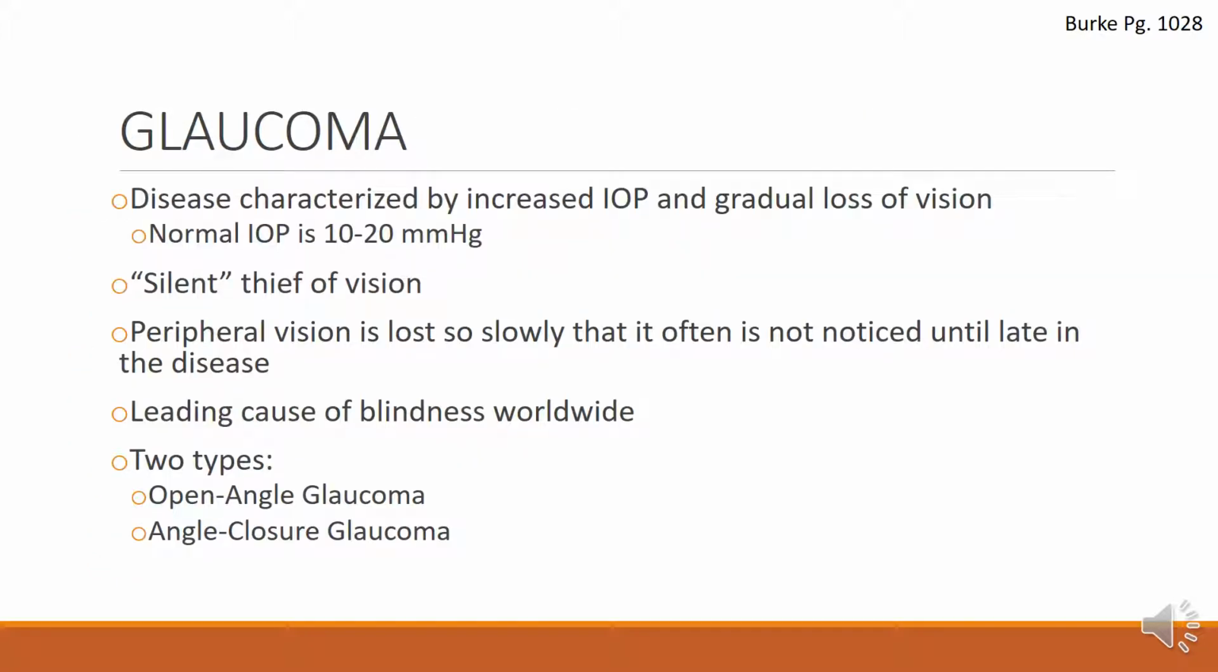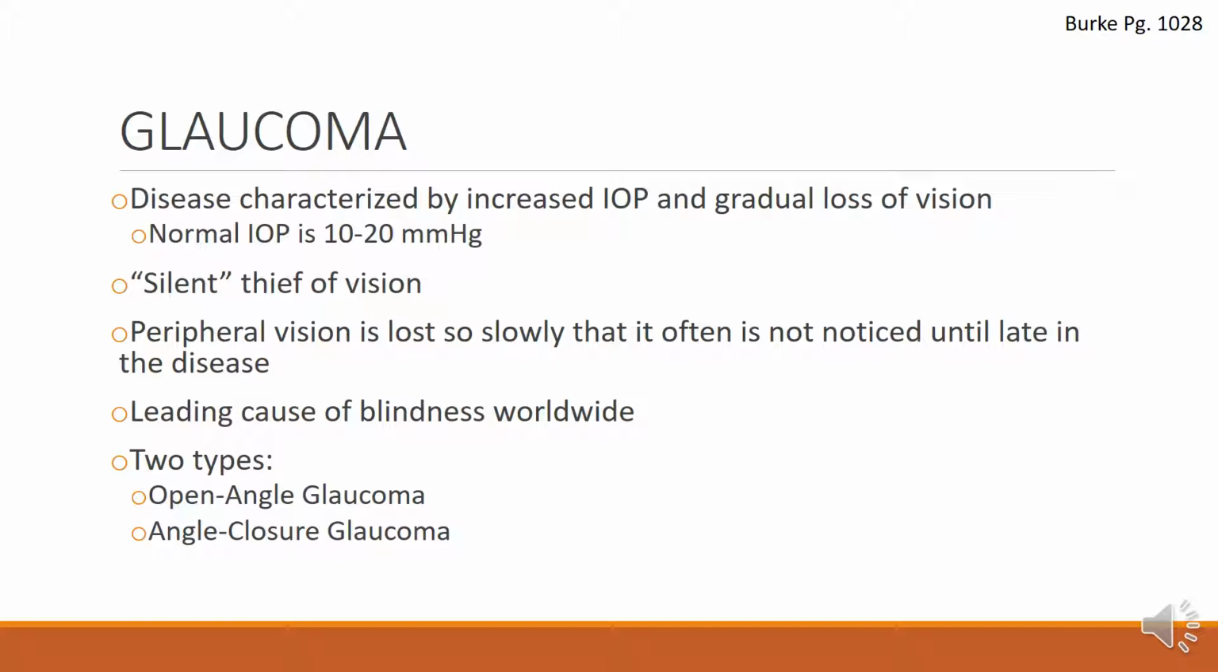Moving on, we're going to talk about glaucoma. This is a disease that's characterized by increased intraocular pressure and gradual loss of vision. So the normal intraocular pressure is 10 to 20 milligrams of mercury. Again, this is going to be increased from that. It's a silent thief of vision. Peripheral vision is lost so slowly that it's often not noticed until late in the disease. And it's the leading cause of blindness worldwide.